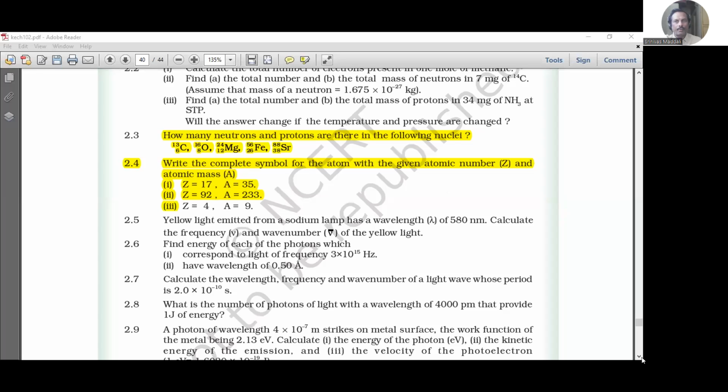So we move on to the question number 2.3, that is how many neutrons and protons are there in the following nuclei. Now you can see here, that is carbon 13, oxygen 16, magnesium 24, iron 56, and strontium 88. What we need to do is we have to find out the number of protons and neutrons that are there in each case. So let us look into this one and try to find out the solution for this. You have to find out the neutrons as well as the protons.